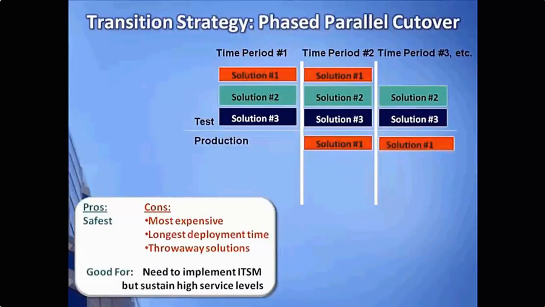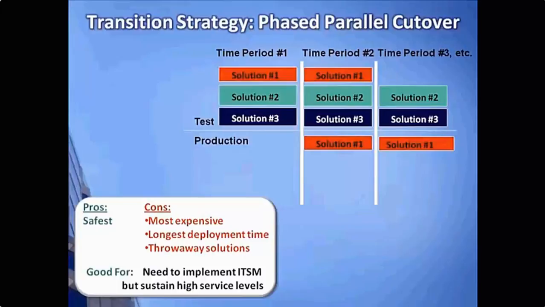Here's yet another variation on the parallel transition strategy. This one we've called the phased parallel cutover. This one combines both the parallel and the phased approaches together. The phased parallel approach represents the ultimate in safety and lowest risk. It also represents the highest cost and the longest time to deploy. This approach should only be selected if the need for sustaining high levels of service and quality throughout the transition period are absolutely critical.